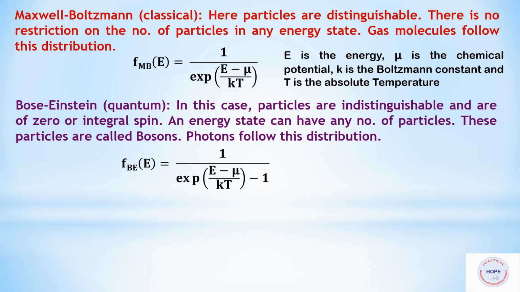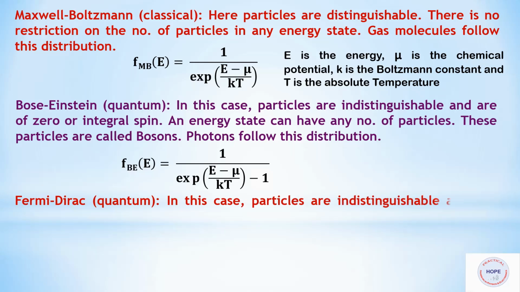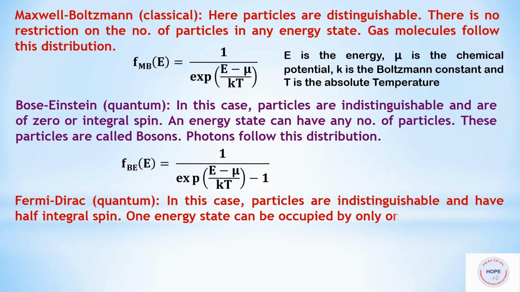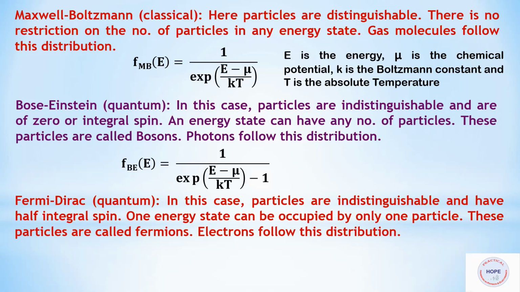Finally, third case, Fermi-Dirac distribution. It's also a quantum case. In Fermi-Dirac distribution, particles are indistinguishable and have half integral spin. One energy state can be occupied by only one particle because of the Pauli exclusion principle. These particles are called fermions. Electrons follow this distribution. The expression is given by 1 upon exponential of (E minus mu) by kT plus 1.